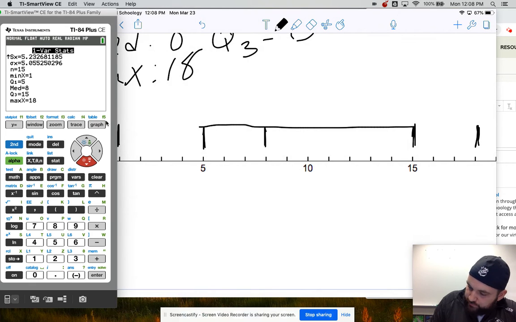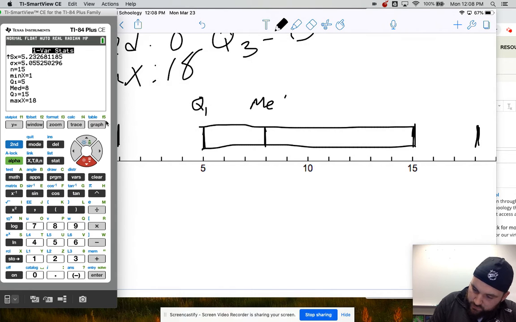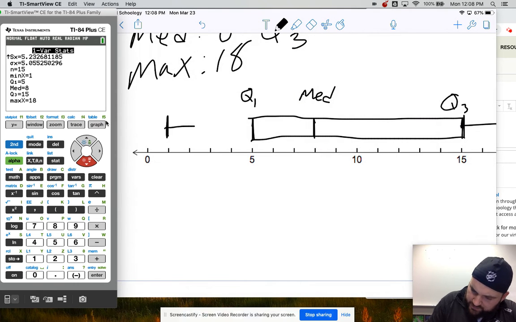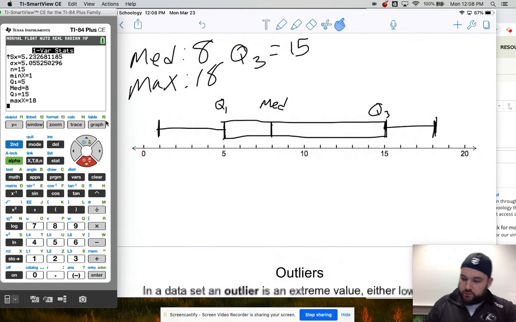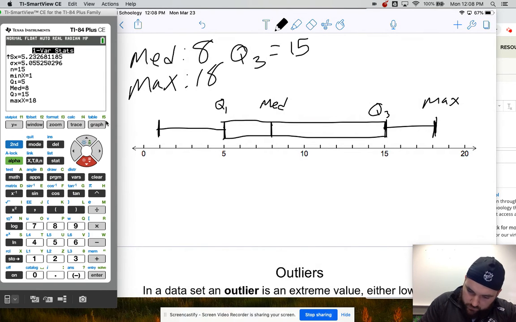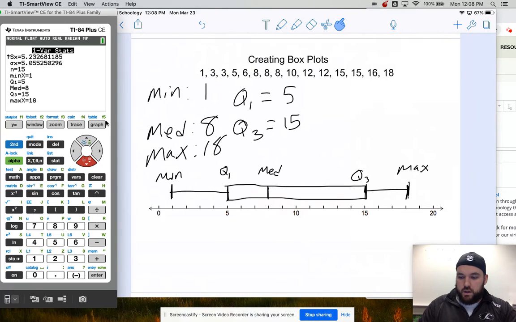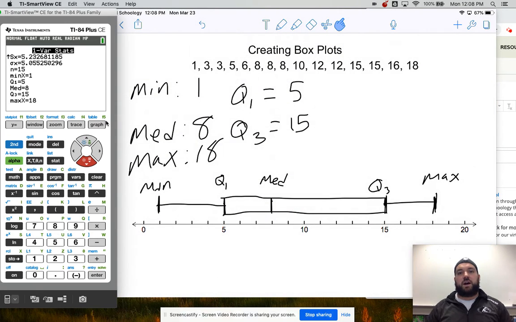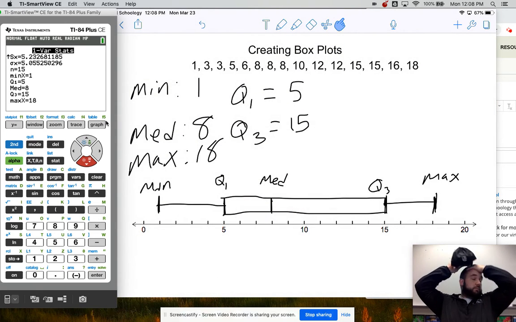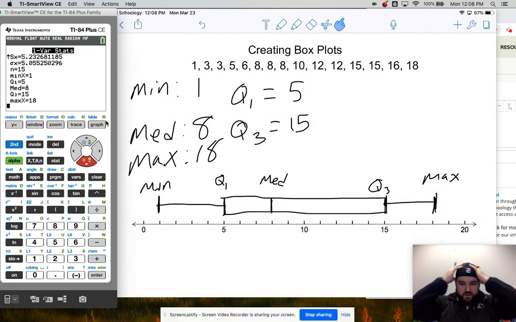And again, the box portion of the box plot runs from Q1 to Q3. If you want, you can label the median and Q3. And then the whiskers, at least that's what they were called when I went to school, you just draw lines from the box out to the max and the min. Okay, so that's how we can create a box plot. Again, you could find that 5-number summary by hand if you wanted, but I prefer to use the technology since it's available.